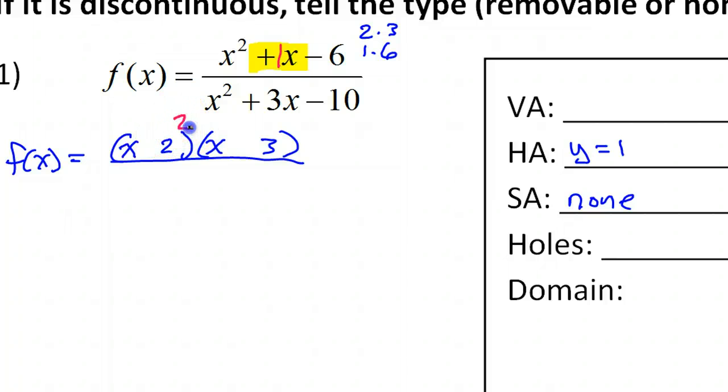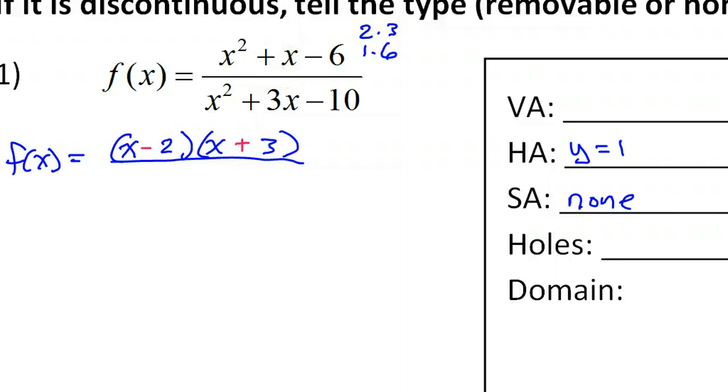Inner, we have 2x. Outer, we have 3x. I can get a positive 1 out of this if I do a positive 3 and a negative 2. So there's my positive 3 and there's my negative 2. Also, that will give me negative 6, because negative 2 times positive 3 is negative 6. So that's how you factor the numerator.